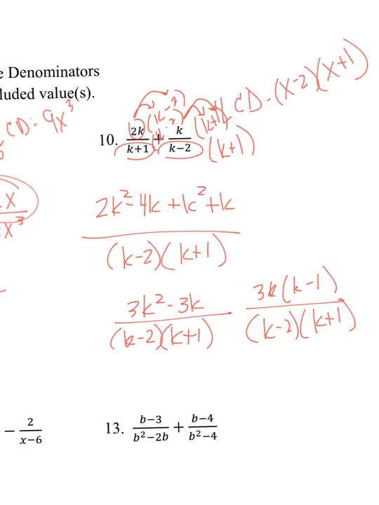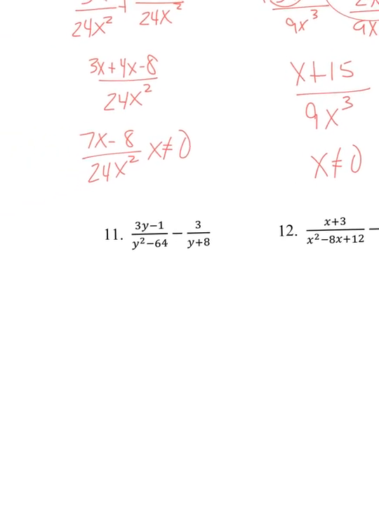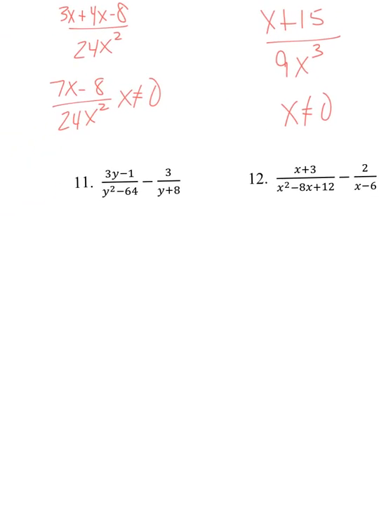So the last thing I have to do is state my excluded values. So k cannot equal -1 and 2. So let's take a look at this next problem. It's going to be kind of similar, except you'll notice in the denominator there is something that can be factored. You always want to factor first so you can see what your common binomial factors are so that you can figure out what your LCD is.